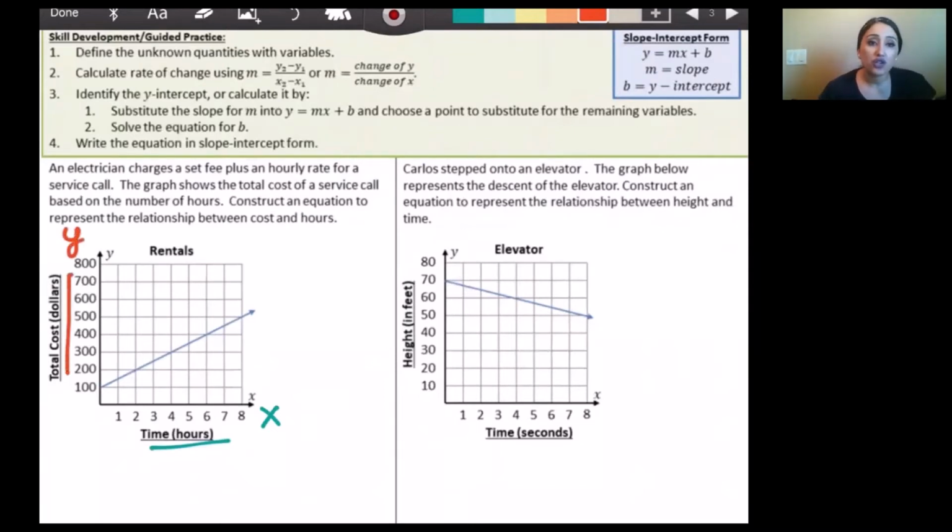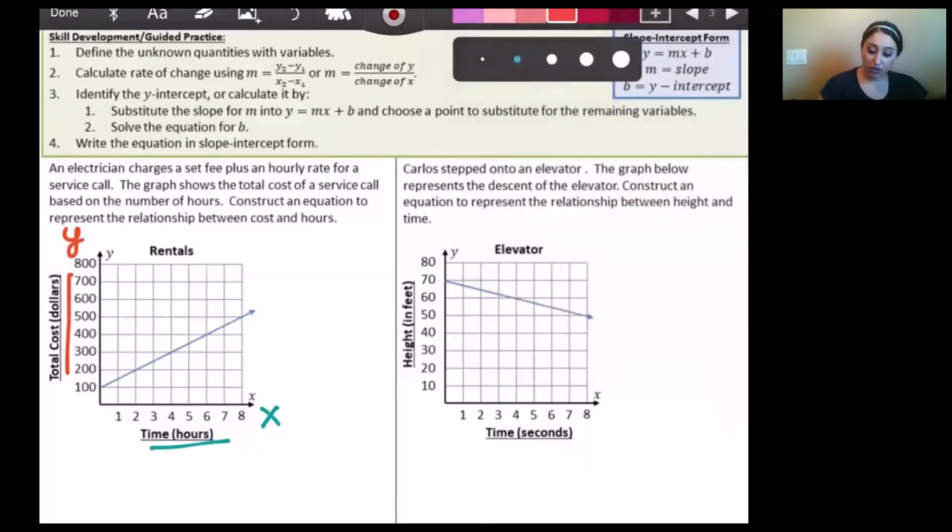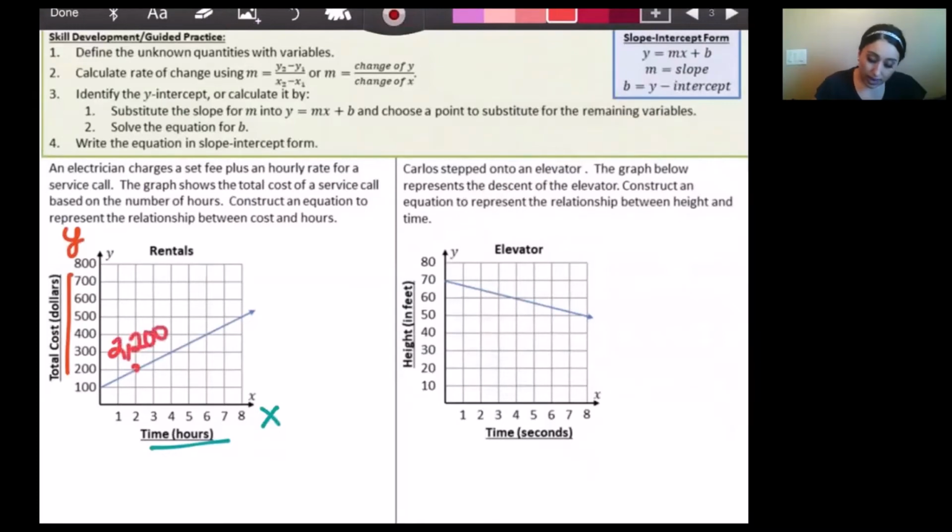So an electrician charges a set fee plus an hourly rate for a service call. The graph shows the total cost of a service call based on the number of hours. Construct an equation to represent the relationship between cost and hours. So I'm going to find 2 points on my line first. So in this problem, I'm going to choose 2 and 200. Next, I'm going to choose 6 and 400.